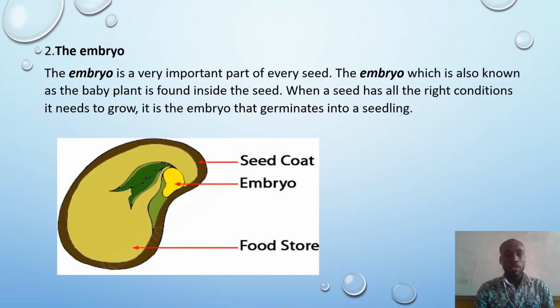Let's take a look at the other part, which is the embryo. So the embryo is a very important part of every seed. The embryo, which is also known as the baby plant, is found inside the seed. When a seed has all the right conditions it needs to grow, it is the embryo that germinates into a seedling.